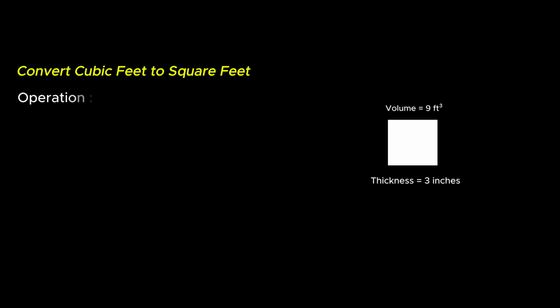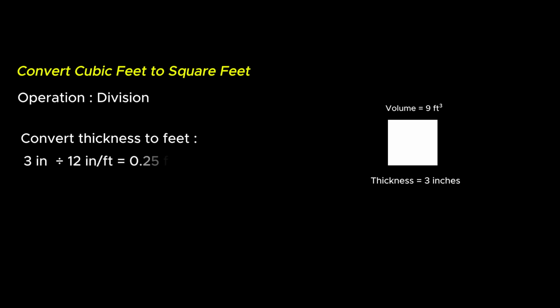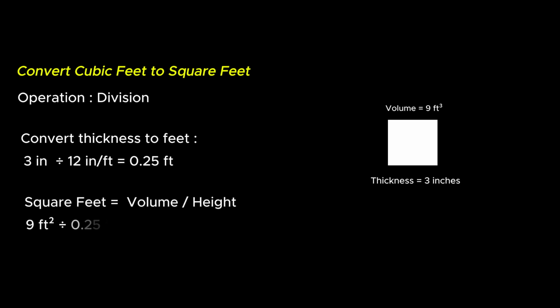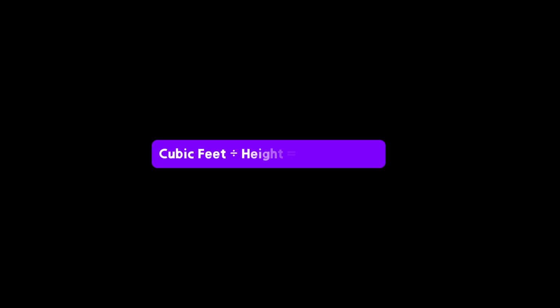To convert cubic feet back to square feet, we do the opposite of multiplication. We divide. First, we must convert our thickness into feet so the units match. Since there are 12 inches in a foot, 3 inches is 3 divided by 12, which is 0.25 feet. Now we take our volume and divide it by that height. 9 divided by 0.25 is 36. This means your bag of mulch will cover 36 square feet at a depth of 3 inches. In short, to go from volume to area, just divide by the depth.